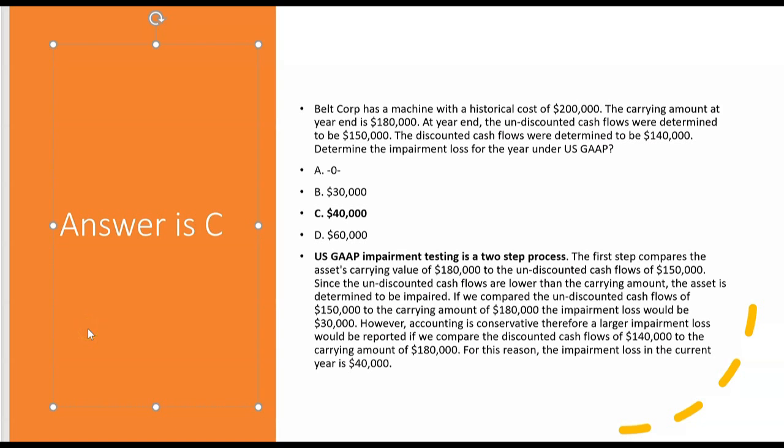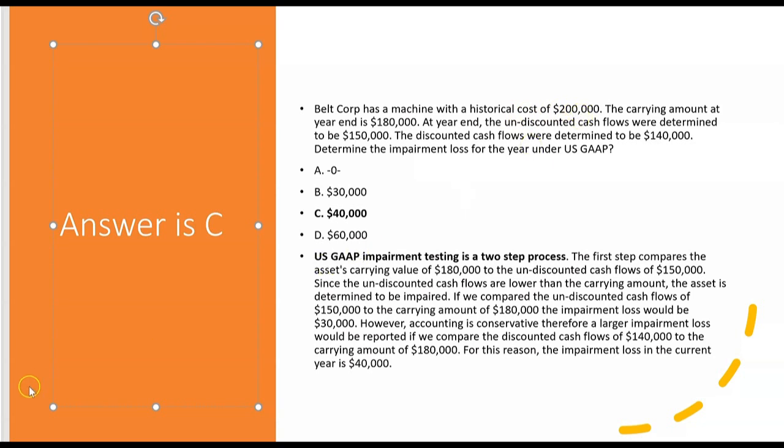And this kind of question's on the exam all the time, where a lot of candidates get tripped up because they think the answer is $30,000. No, we did use the $150,000, the undiscounted cash flows, to compare to the carrying amount to see whether we had an impairment or not. But once we knew we had one, then we jumped to the discounted cash flows to make that loss larger, and we compare it again to the carrying amount. Notice we didn't use the historical cost at all.